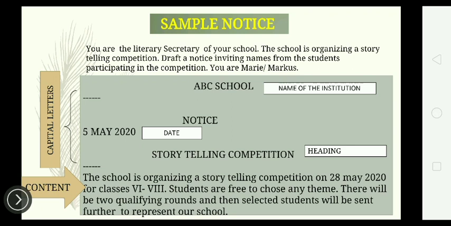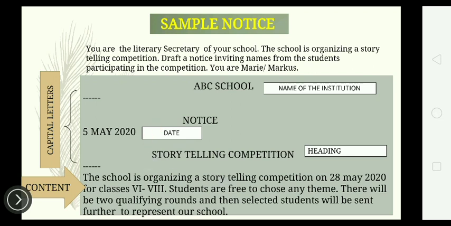So first comes the name of the institution that we are seeing over here, then you have to leave one line gap, then you have to write notice, and all these things must be in capital letters, like the name of the institute, notice, and the heading. Then comes the date, so no need to mention "DATE" in front of this 5th May. You have to directly write 5th May 2020. This date, name of institution, and heading are written only for your understanding, so no need to write them in your notice, and all these things must be in capital letters, like ABC SCHOOL, NOTICE, and STORYTELLING COMPETITION.